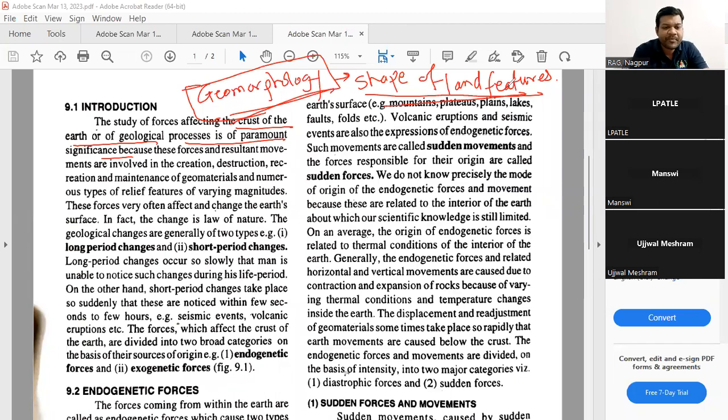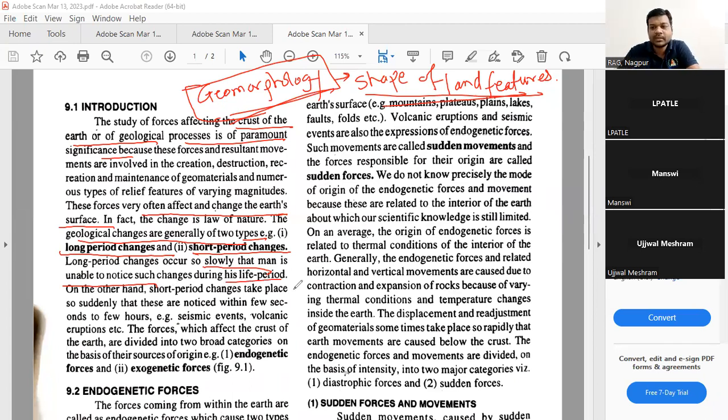So there are two types of forces. These forces very often change the Earth's surface. Okay, the geological changes are generally of two types: long period change and short period change. So long period changes occur so slowly that man is unable to notice them in his life period.